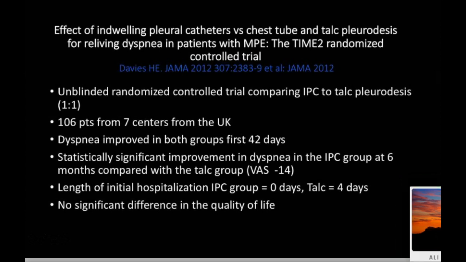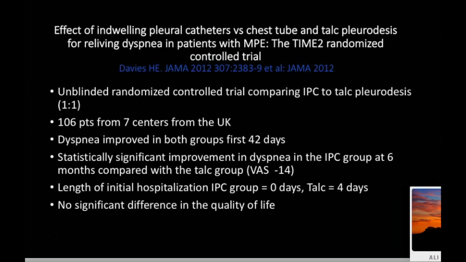This is another study which compares indwelling catheters versus chest tube with talc pleurodesis for the relief of symptoms. It's called the TIME2 trial from the Davies group from Oxford in England. So, again, we're discussing the different ways of managing a patient who had presumed malignant pleural effusion without the definitive proof of cells, but very, very exudative.